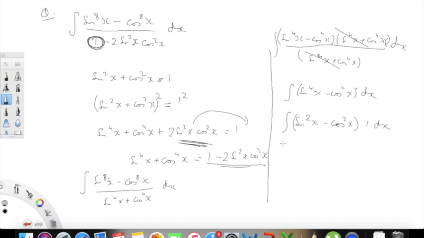Now we can do it in multiple ways. It's okay, you can use any method which you want, right? But the easiest which I feel is just take a negative common, it becomes cos square x minus sine square x dx. Now this is cos 2x, guys, so this becomes cos 2x dx, and you can get your answer, right?